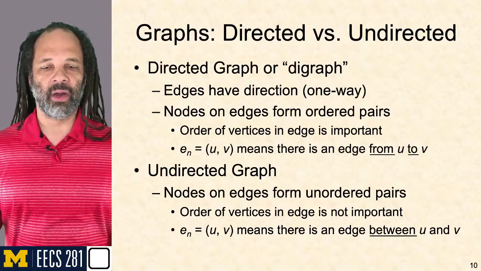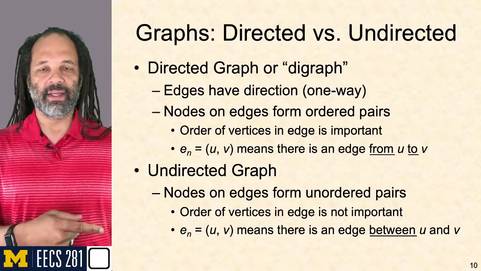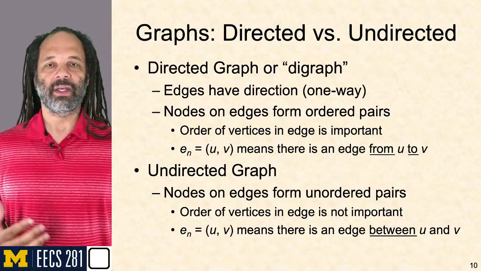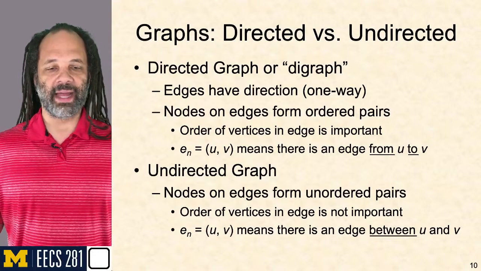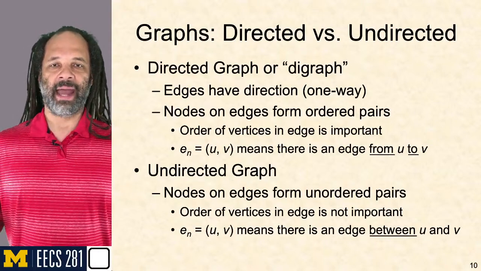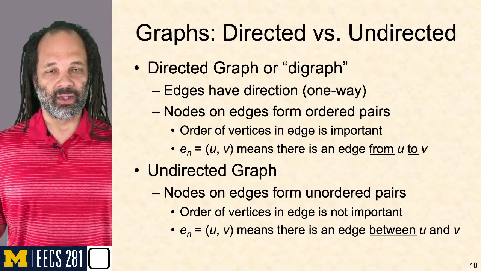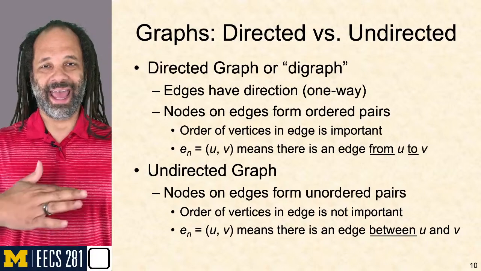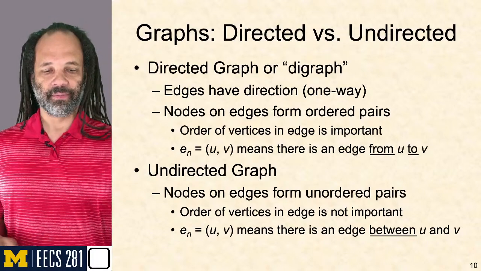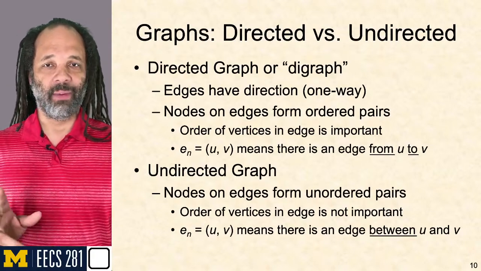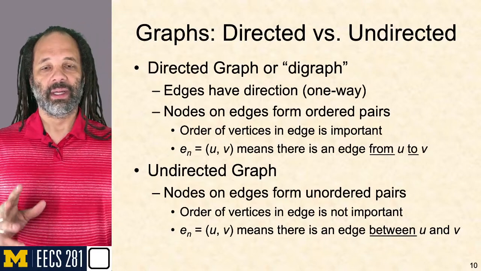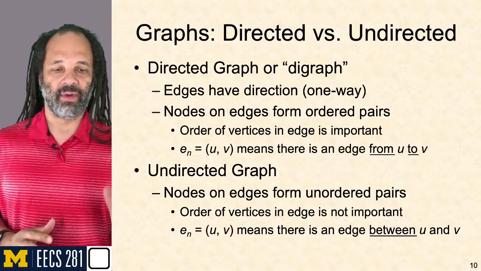In an undirected graph, I don't really care about the order of the vertices in my pair. So I can think of them as an unordered pair. I can think that this e sub n, which has u and v in there, just means that there is an edge between u and v, not necessarily that it runs from u to v. It's between there, so it can be used from u to v, and it can also be used from v to u. So there's one way that we distinguish graphs. We talked about digraphs and undirected graphs.